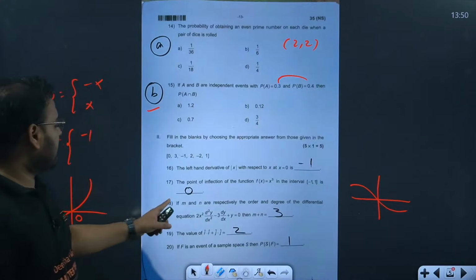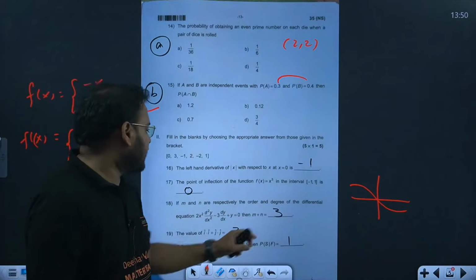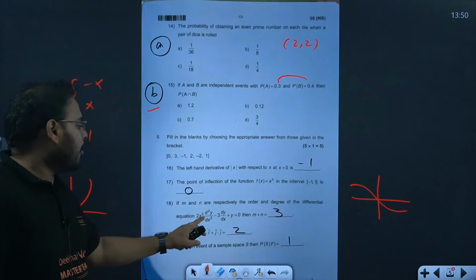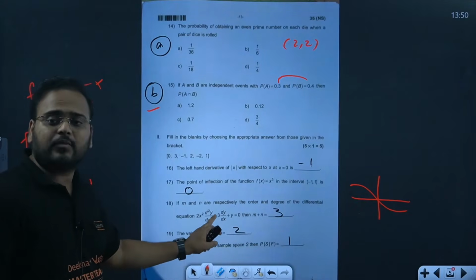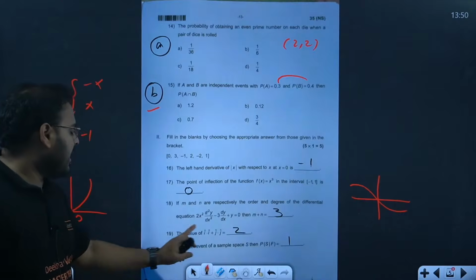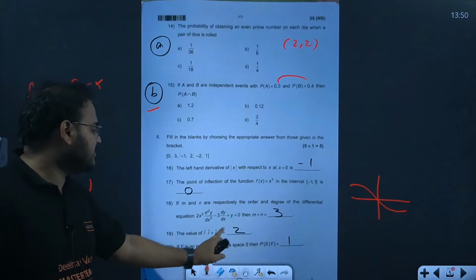Okay, next, m and n are respectively order and degree. We are looking for m plus n value. Order is 2 and the highest power of the order is 1. So the sum becomes 3. i dot i is 1, j dot j is 1, sum becomes 2.